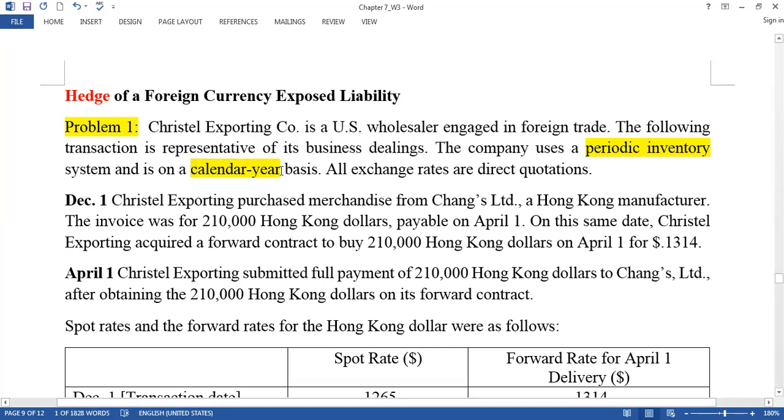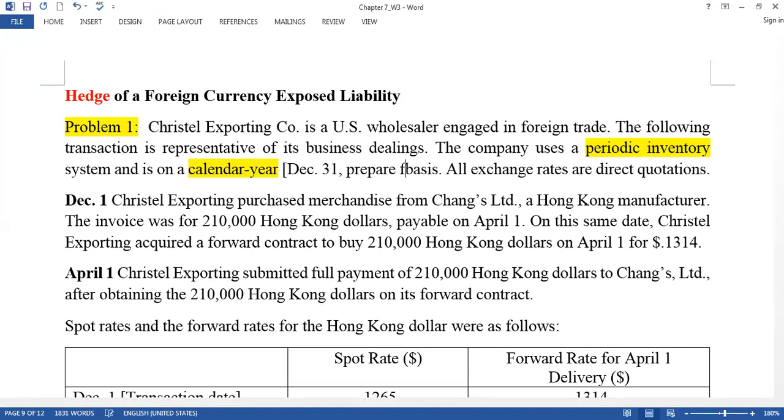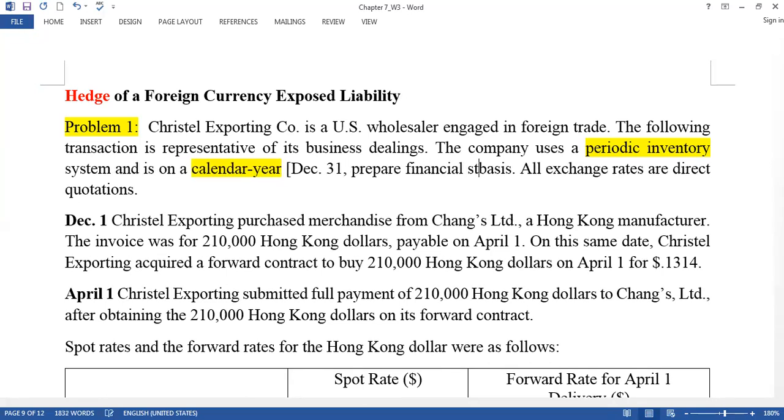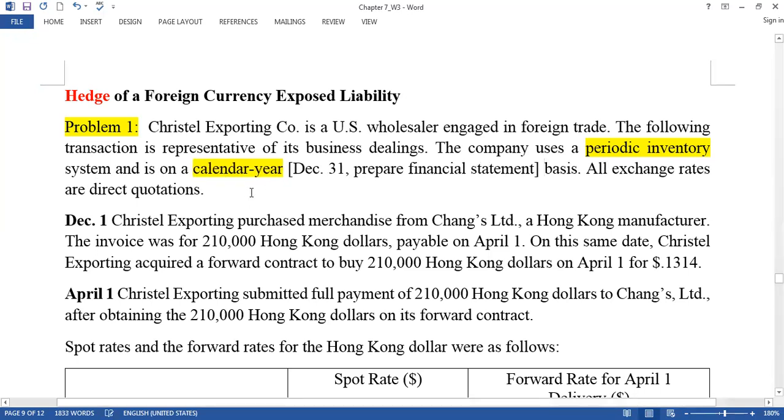because your company follows a calendar year. Calendar year means December 31st, prepare financial statements. This is called following the calendar year, right? Very simple. It is not a big deal here because we already know that if December comes, and we have another rate, we adjust our gain or loss. So the introduction part is not a big deal.